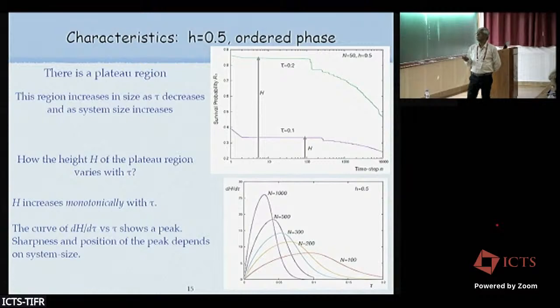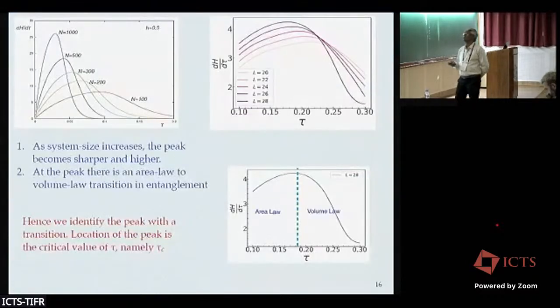But what is the significance of this peak? What happens at this peak? Here is a plot for small sizes, 20, 22, 24, 26, 28. There we could exactly numerically calculate the state and also calculate the entanglement and other properties. You see here also the position of the peak slightly shifts to the left as the system size increases, and the shift is detectable even in small sizes. When it goes from 20 to 28, there is a reasonable amount of shift. As system size increases, the peak becomes sharper and higher.